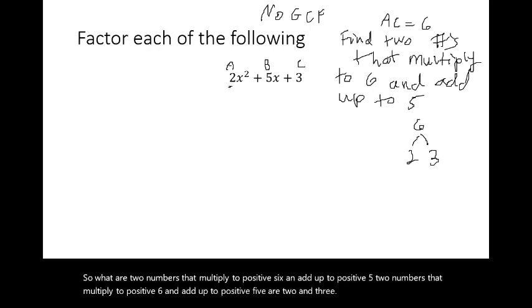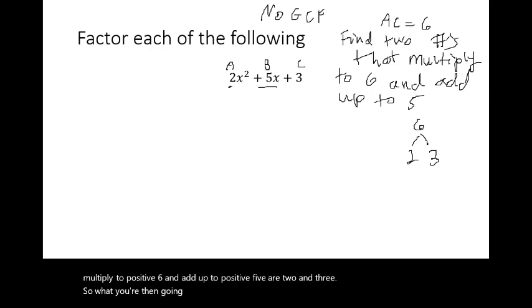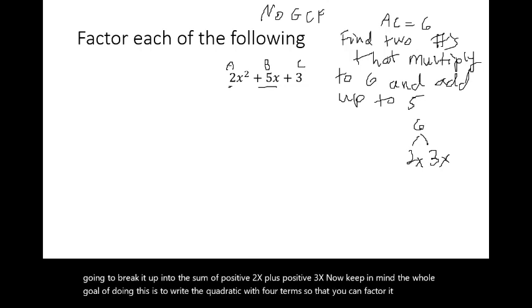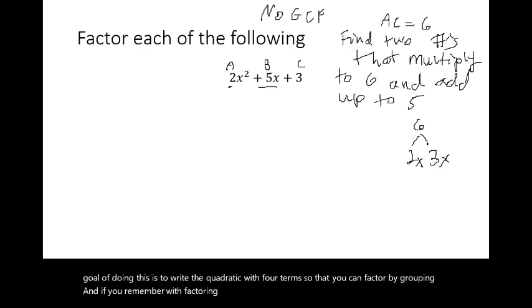So what you're then going to do is you are going to take the middle term, this 5x, and you are going to break it up into the sum of positive 2x plus positive 3x. Now keep in mind the whole goal of doing this is to write the quadratic with 4 terms so that you can factor it by grouping. And if you remember with factoring by grouping, you always split it up into 2 groups of 2. And the first 2 terms especially need to have a GCF.